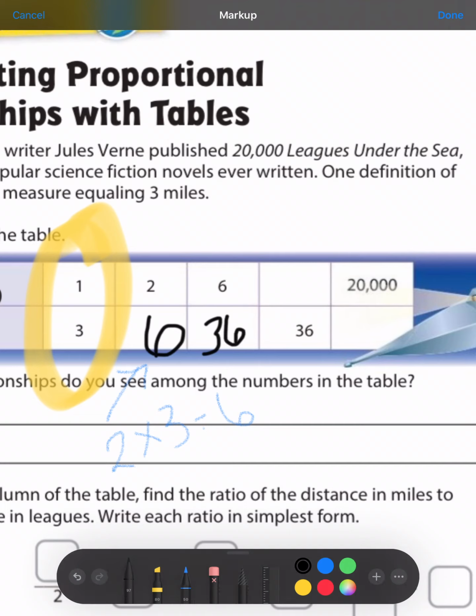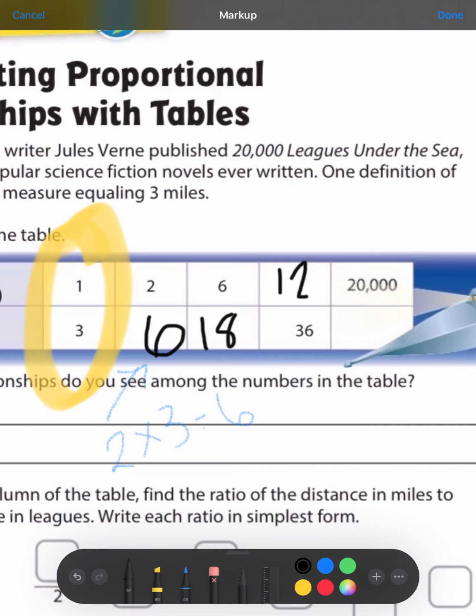Now we have to figure out what times 3, not times 6. Sorry. 6 times 3 is 18. I'm the math teacher. Alright, and then what times 3 gives us 36? That's going to be 12. 12 times 3 gives us 36.